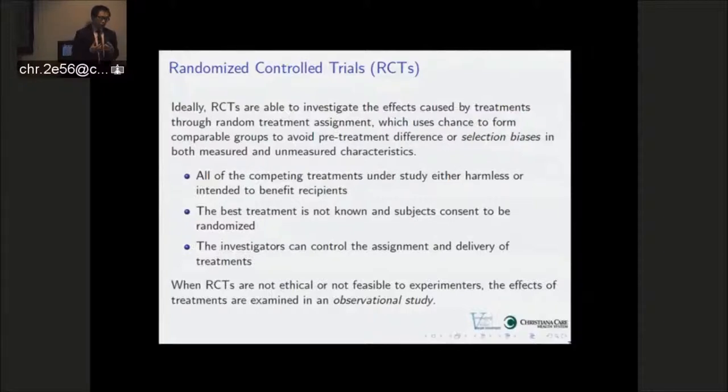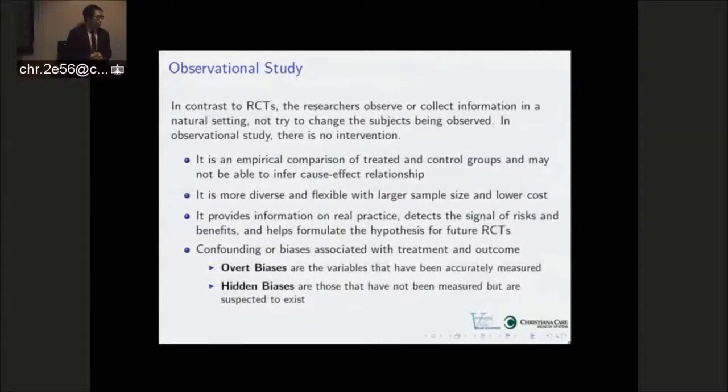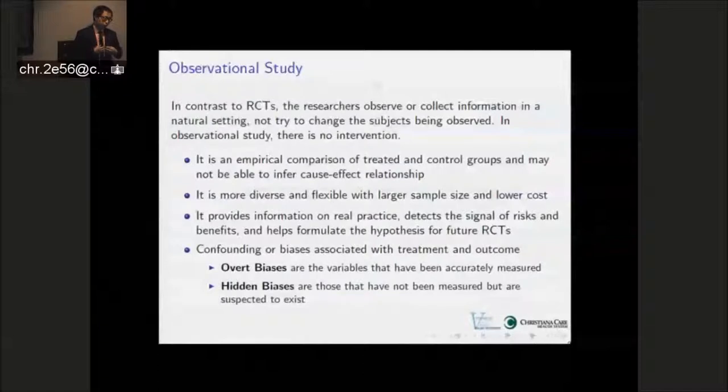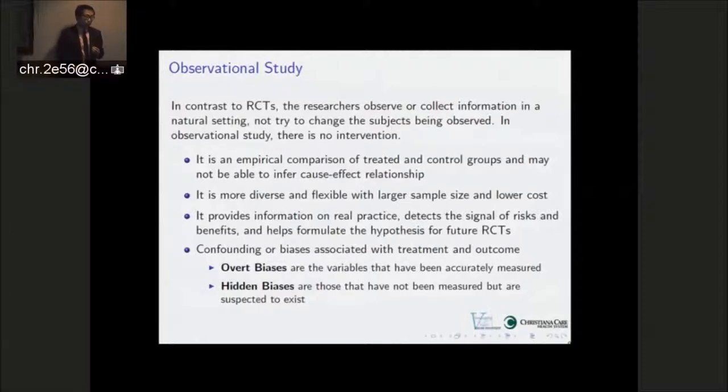So when randomized controlled trials are not ethical or not even feasible to the experimenters, we usually like to use the observational study to study the effect of some treatment or explore. That's why, in some way, we prefer observational study. In contrast to randomized controlled trials, actually there's no official definition for observational study. Usually we say a researcher observes and collects information in a natural setting, and does not try to change the subject being observed. Simply speaking, in observational study, there's no intervention.